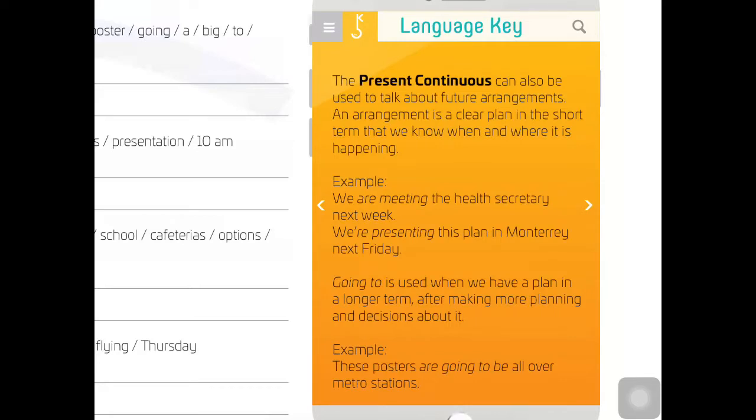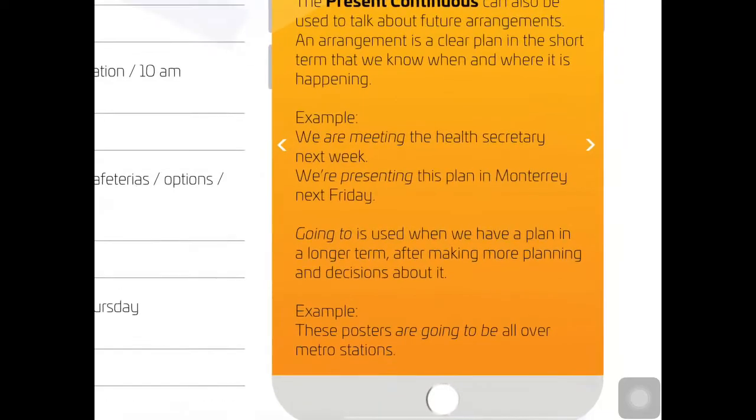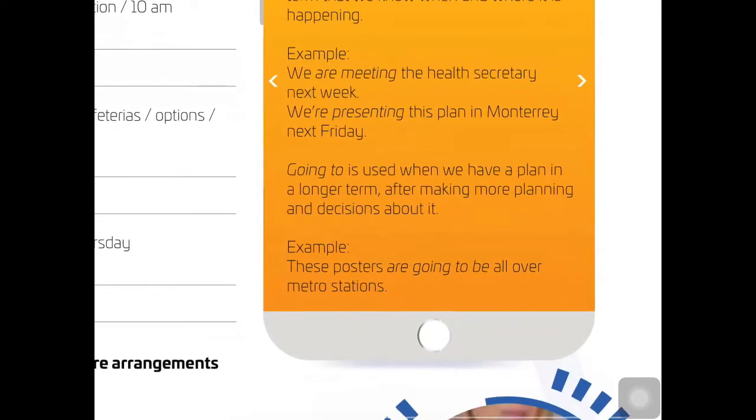Okay, an arrangement is a clear plan in the short term that we know when and where it is happening. Example, we are meeting the health secretary next week. Okay, this is going to happen in the future and we know when it is going to happen. We are presenting this plan in Monterrey next Friday. We know that this is going to happen next Friday.